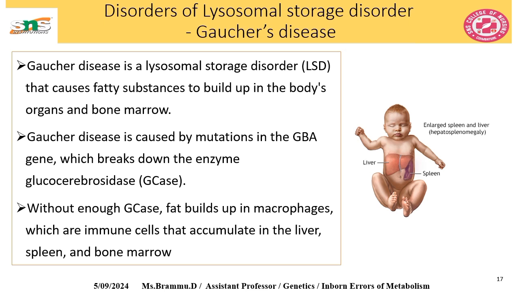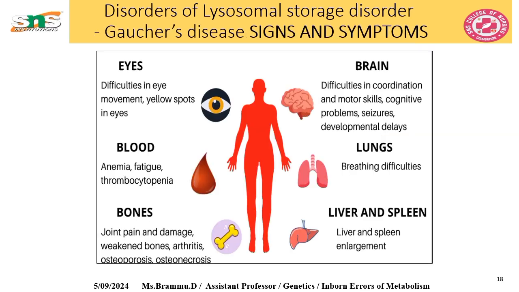Gaucher's disease is a lysosomal storage disorder, which we call LSD, caused by fatty substances building up in the body's organs and bone marrow. Gaucher's disease is caused by a mutation in the GBA gene, which affects the enzyme glucocerebrosidase, which we call GCase. Without enough GCase, fat builds up in the macrophages, which are immune cells, and they accumulate in the liver, spleen, and bone marrow, causing the disease.